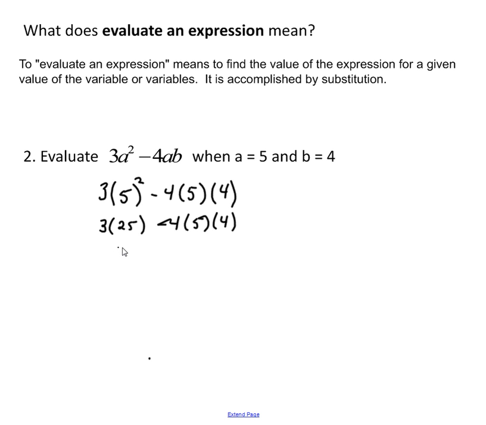3 times 25 is 75. 4 times 5 is 20. 20 times 4 is 80. And so our result right here, the evaluated expression, is -5.